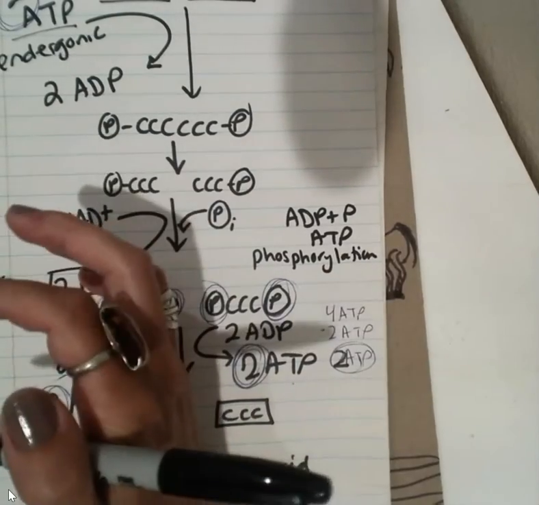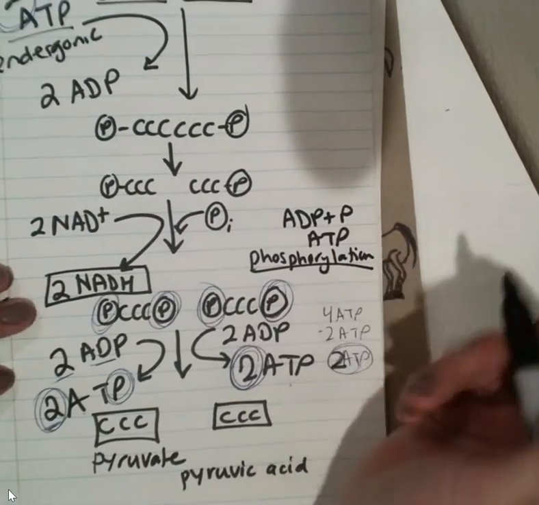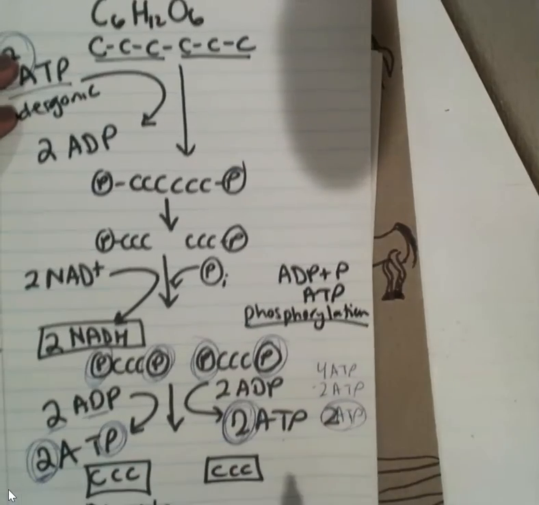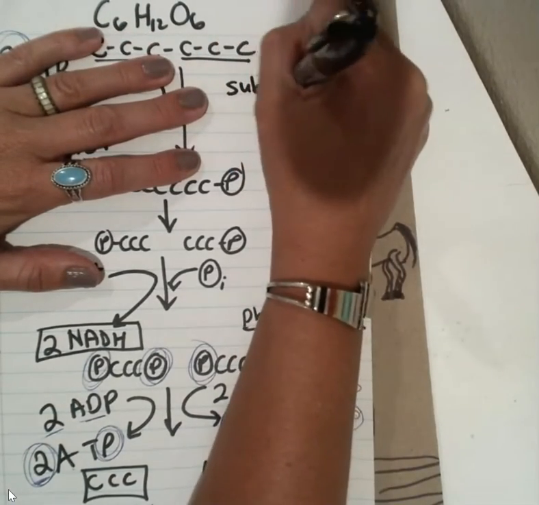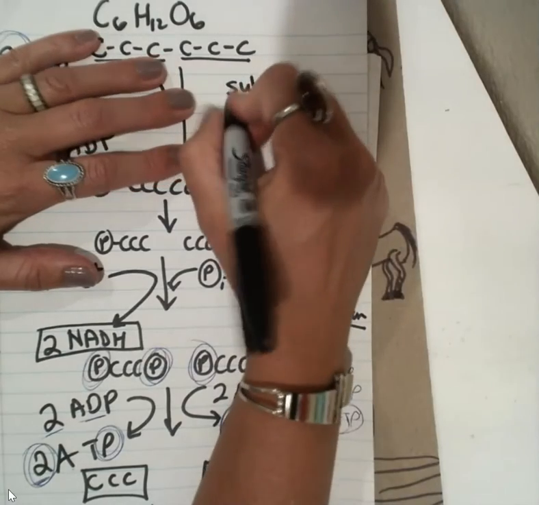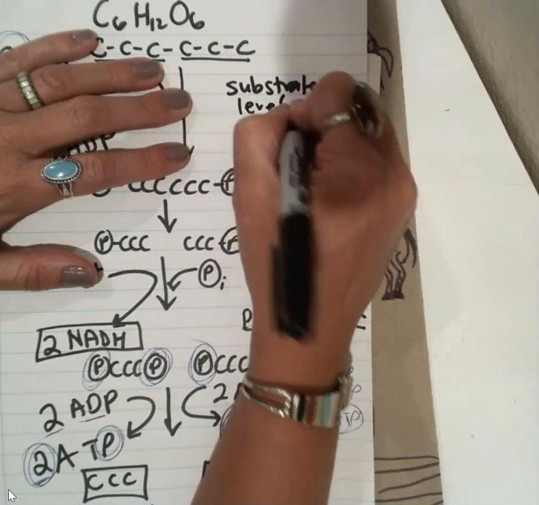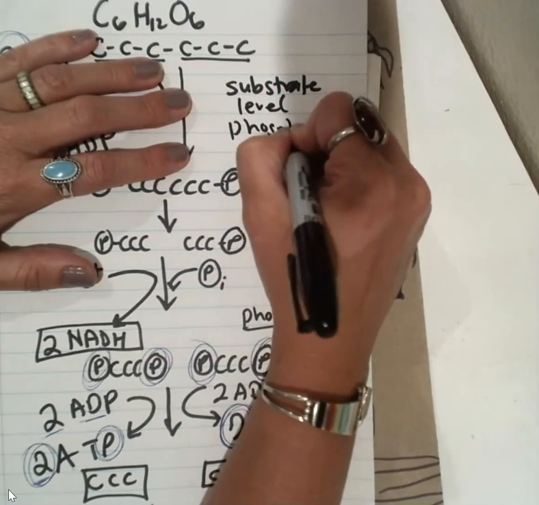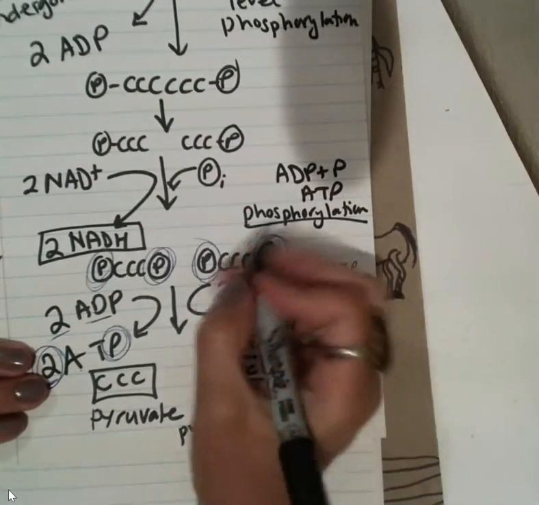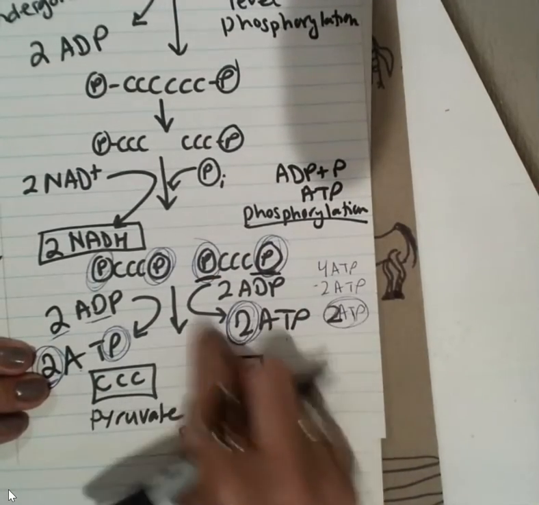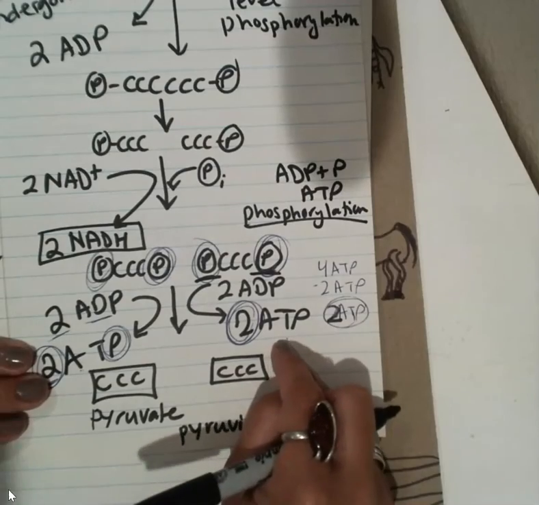However, so when you add a phosphate to something, that's called phosphorylation. So in glycolysis, the process of making ATP is substrate level phosphorylation, because we got the phosphate off of a substrate in order to make this ATP.